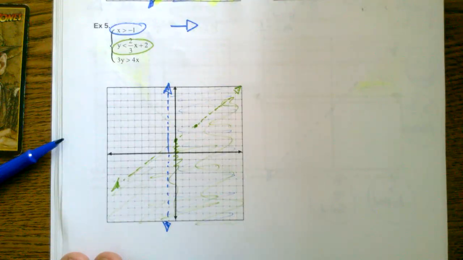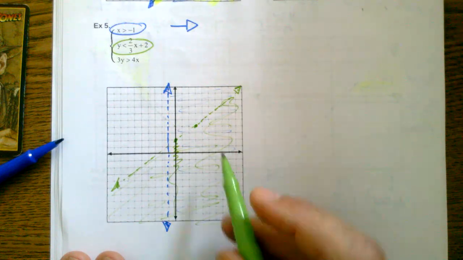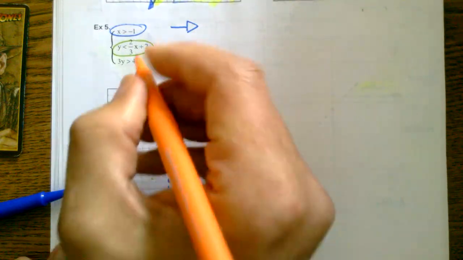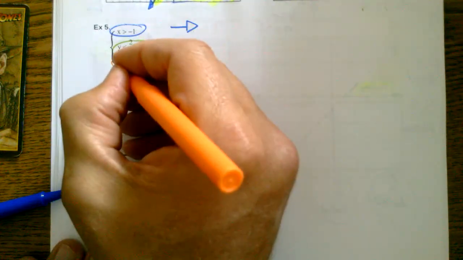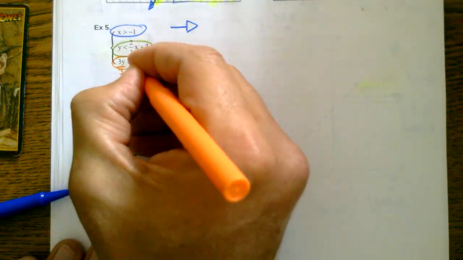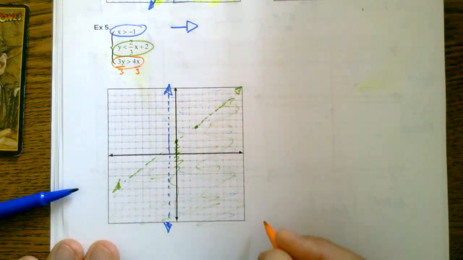Okay. Well, if it was just blue and green, I would have all this overlap over here to the right of blue and below green. But now I've got one more. Look at this guy. I got one more line. Again, get it so it's y by itself, because there's a y and an x. Get it so it's y equals mx plus b.